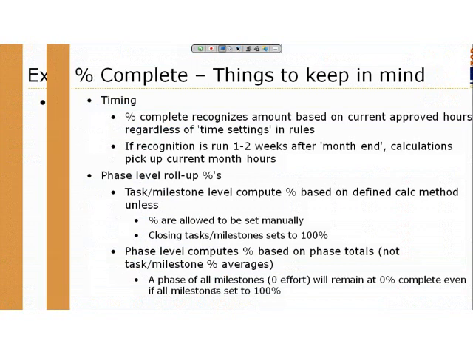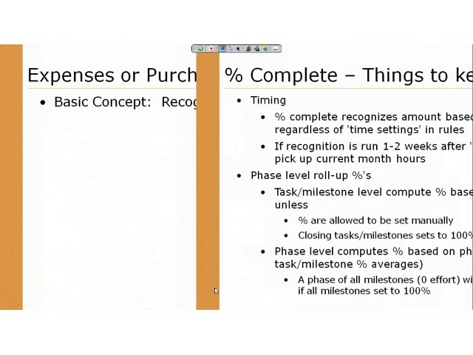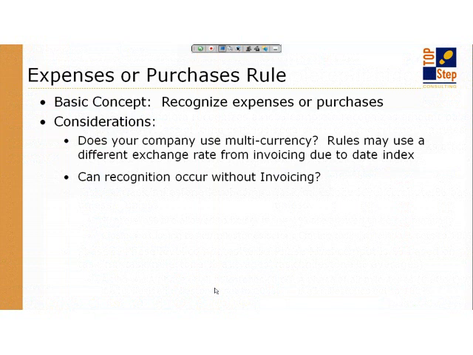The expenses or purchases rule, the basic concept here is basically to recognize revenue for expenses and purchases, specifically those types of charges that you can create from billing rules. But the consideration here is, is your company using multi-currency? The reason is that when you go to invoice expenses or purchases and you have to do a currency exchange rate conversion, the date for that exchange rate lookup may be driven by the invoice date.